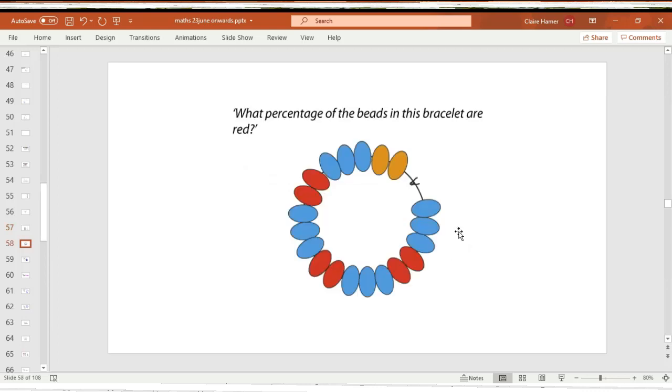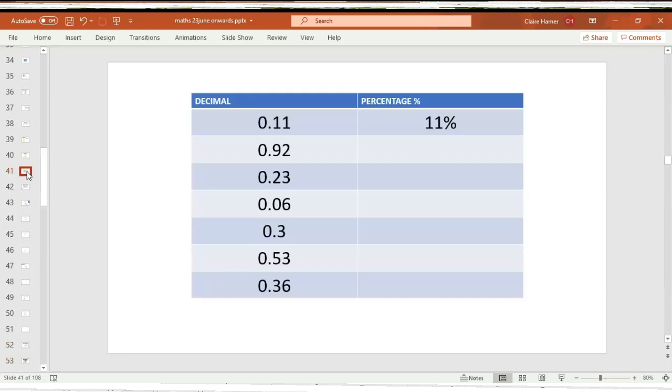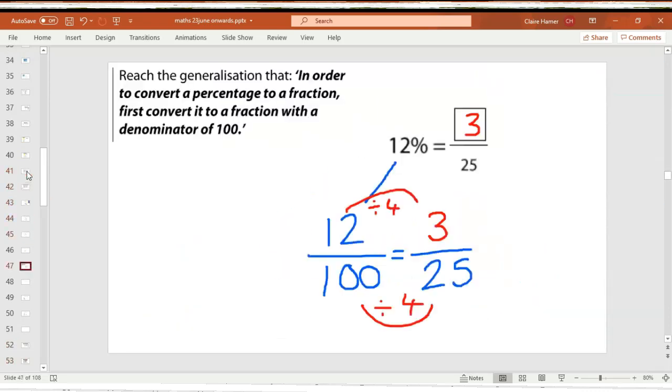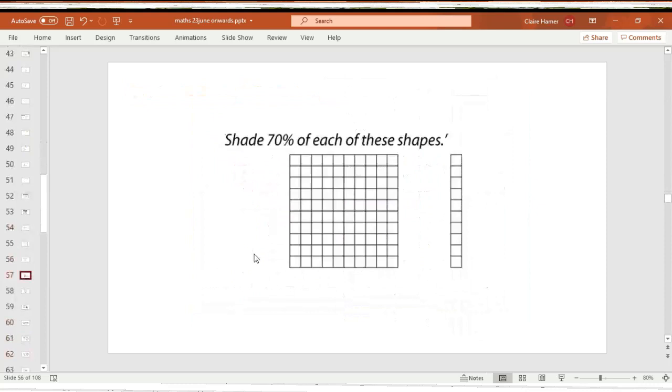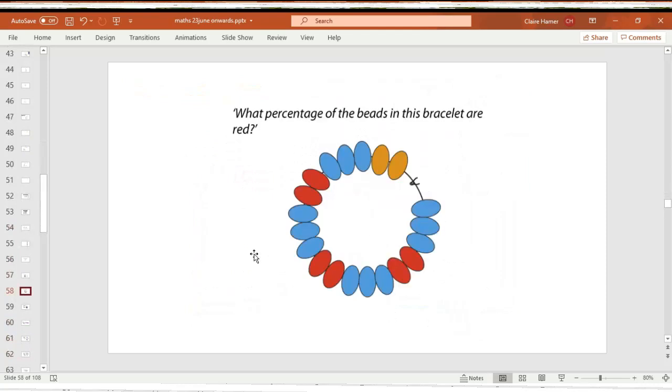Now here's a question for you to think about. You will need to link your knowledge. Let me go back. Let me give you a little reminder. Hang on, let me find it. Link to this method. Okay, that's your clue. Can you do this question? What percentage of the beads in this bracelet are red? Pause the video, do some workings and make a link to the question I just showed you on screen.